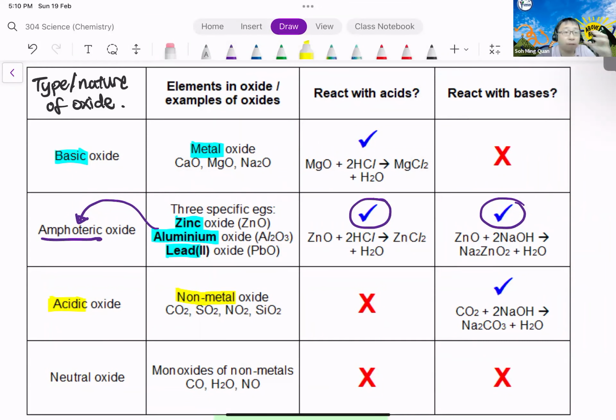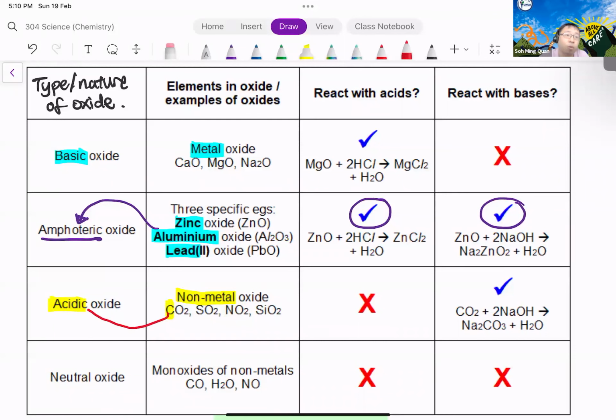Now, if you think about your soft drinks, carbonated drinks contain carbon dioxide dissolved in the drink. The reason why carbonated drinks taste sour is because the carbon dioxide dissolved in the drink forms an acid. That's why we say carbon dioxide is an acidic oxide. Okay, carbon is a non-metal, so acidic.